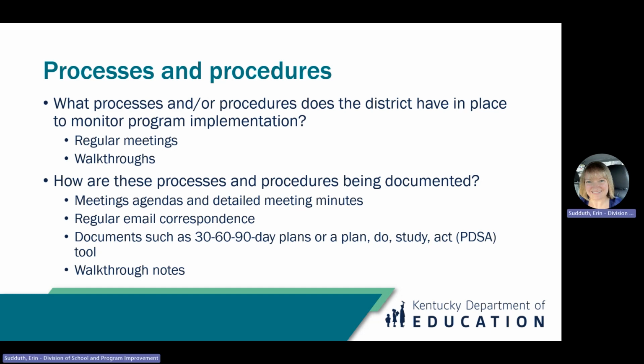Regular email correspondence. Emails between the district and Title I schools may help demonstrate program oversight. For example, an email exchange where the Title I coordinator asks the principal to identify which area of the CSIP would be supported by a proposed purchase.